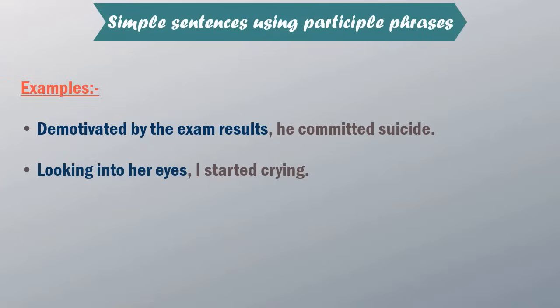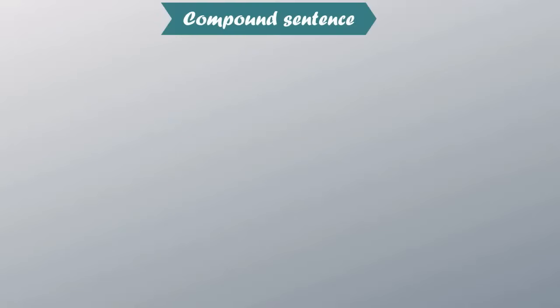Right? We can use different types of phrases in a simple sentence to give more information. But remember, do not write too many simple sentences in your writing. That'll make your writing a little choppy, right? So avoid that. Now let us move to the next type of sentence, which is a compound sentence.